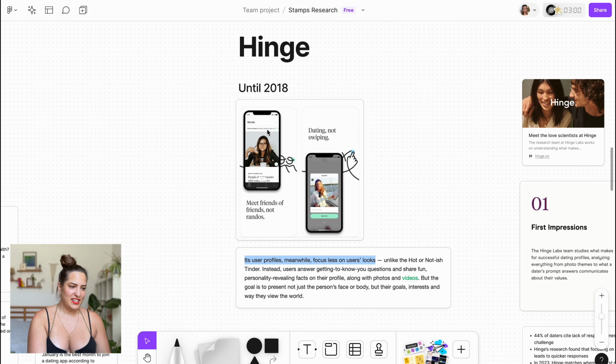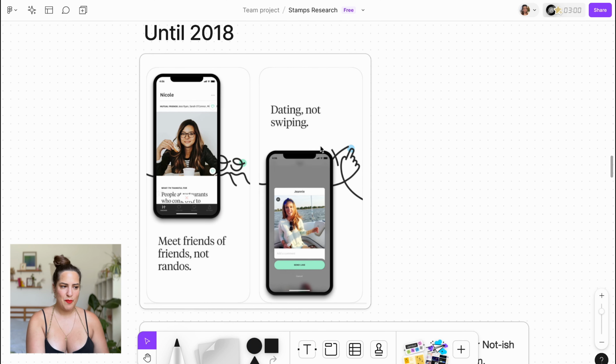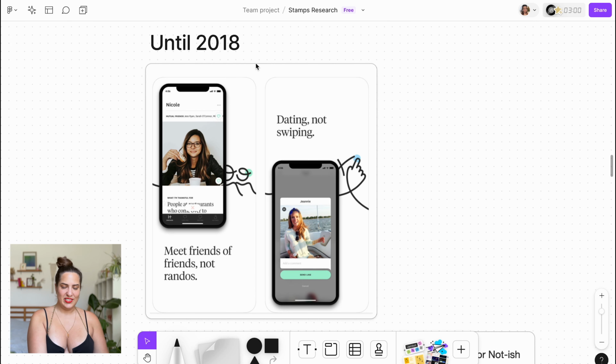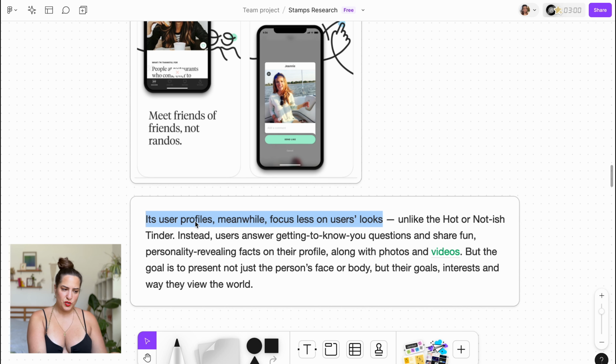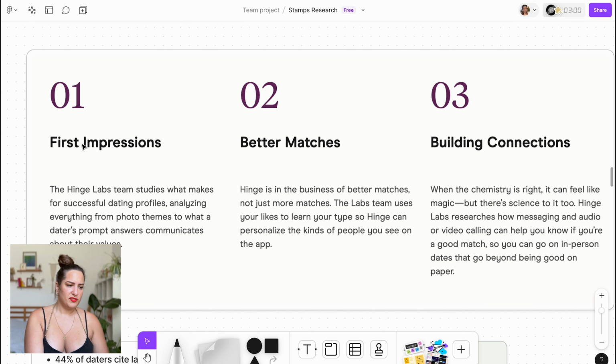The next app is Hinge. Hinge is currently my favorite app. I didn't know that, but until 2018, Hinge was matching people based on their Facebook friends. I wish it was still so. I mean, people don't use Facebook anymore, but I wish it was Instagram friends, LinkedIn, whatever. And I really like that it was user profile based and not just looks, which is one of my biggest pain points. I feel like now Hinge is much more looks oriented, to be honest. On their website they say first impressions and better matches, but I don't feel it.